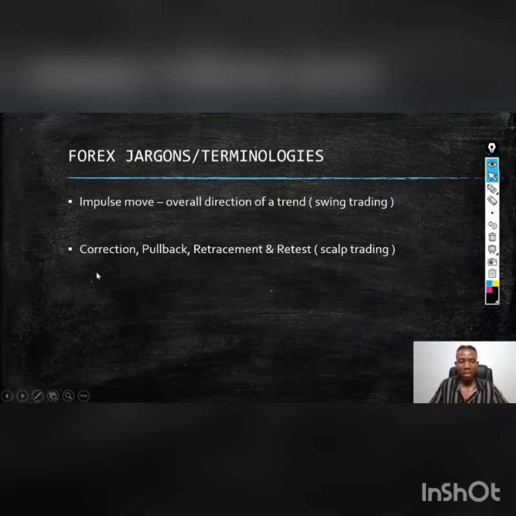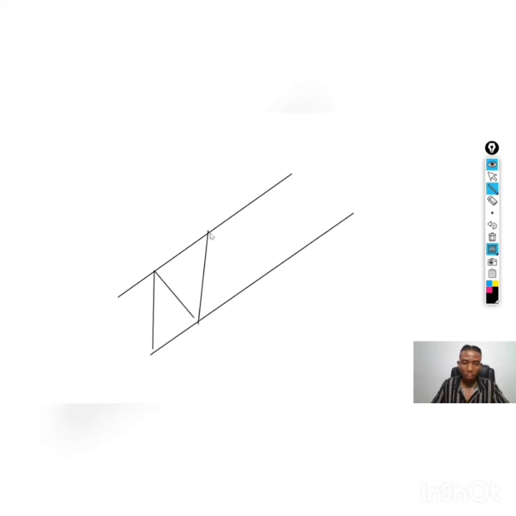So all these things mean the same thing, and you apply this as scalping trading, meaning it's not a long-term trade. A correction or pullback, you can think of it as a short-term trade or a reversal in a trend. This is the overall direction of a trend. This is a short-term reversal of a trend. Okay, so now let me show you an impulse move and a correction in a buy trend. So let's say firstly we have a buy trend. We have a buy trend here.